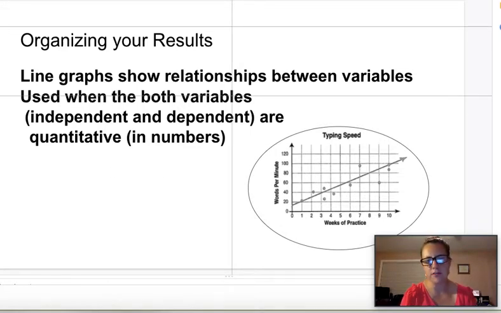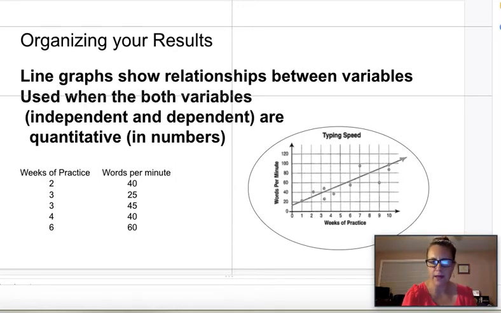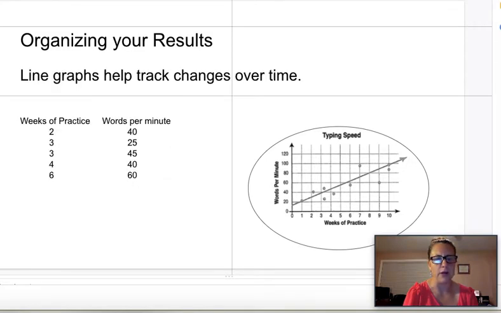So for instance, for this graph right here, the data would look something like this. You would have the weeks of practice, which you see over here on the bottom, and then the words per minute. This graph is about typing speed. And you can see that the weeks were measured in numbers and the words were measured in numbers also. So both the independent and the dependent variable data were numbers, quantitative. So the best graph for this would be a line graph. Line graphs help you to track changes over time. So here you can see that over time, this tends to increase.